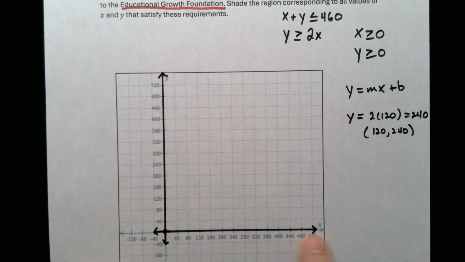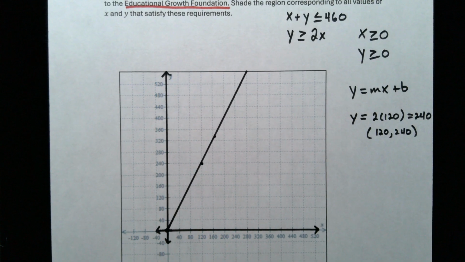Okay, and I could have plugged in any of these x values. I just chose 120 because it was right there on the graph. Let me graph that real quick. There's the point, 120, 240, and there's the graph.